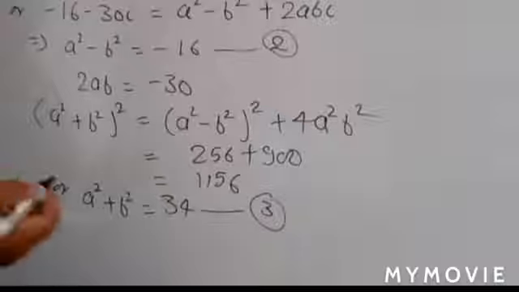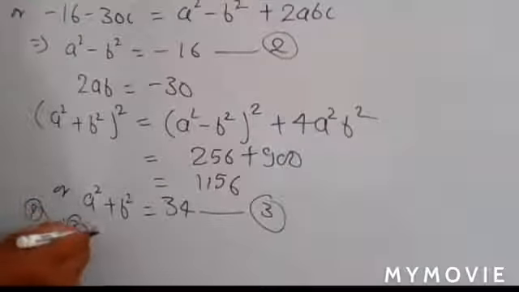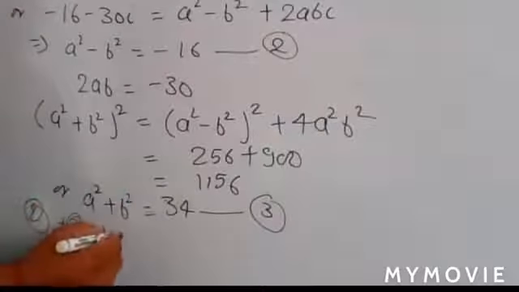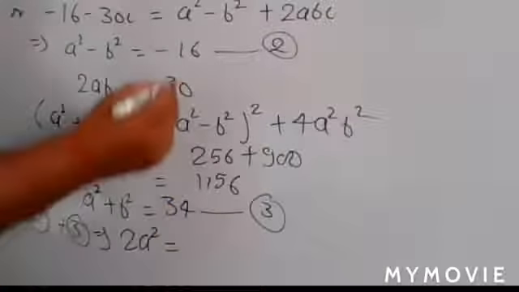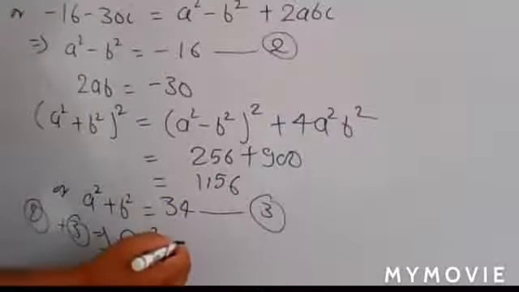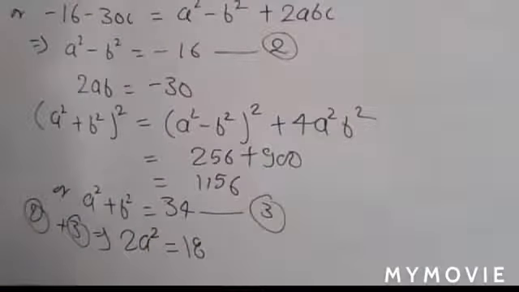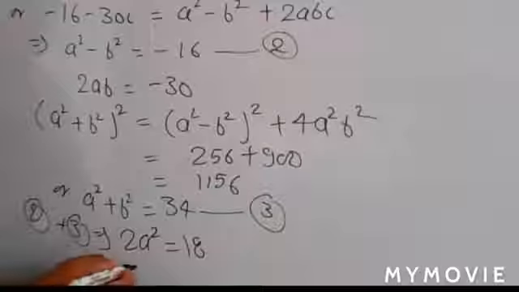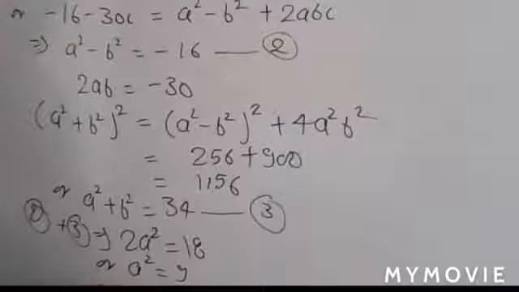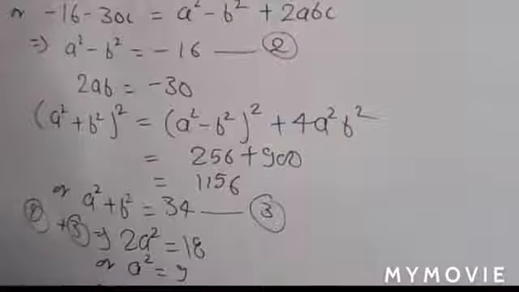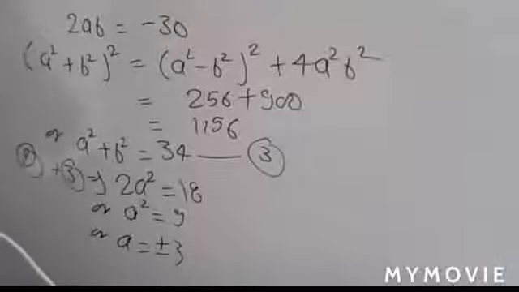Understand? Now here you are adding 2 and 3. So 2 plus 3 implies b square cancels out, and you have 2a square is equal to, if you add here, 18. So 2a square is equal to 18, so a square is 9. So the value of a is equal to plus minus 3. You have the result like that.